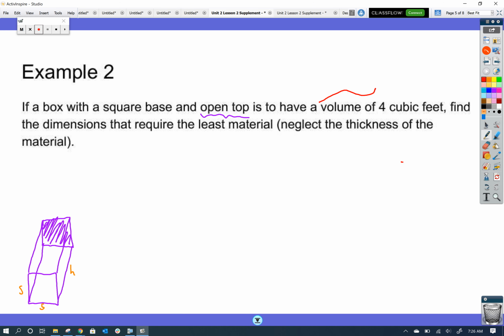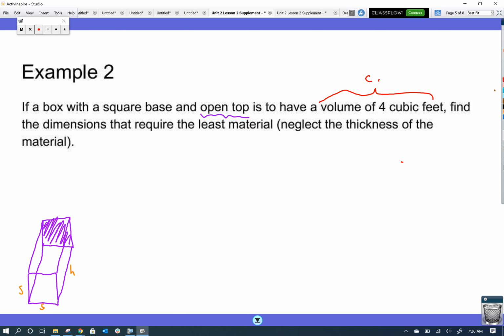We have our constraint equation here. This is our constraint equation because we have a number for volume. So let's write out volume. Volume is length times width times height, but let's use what we have in the problem because 3 variables is a lot. So we're going to rewrite that as s times s, which is s squared h, and that is equal to 4.